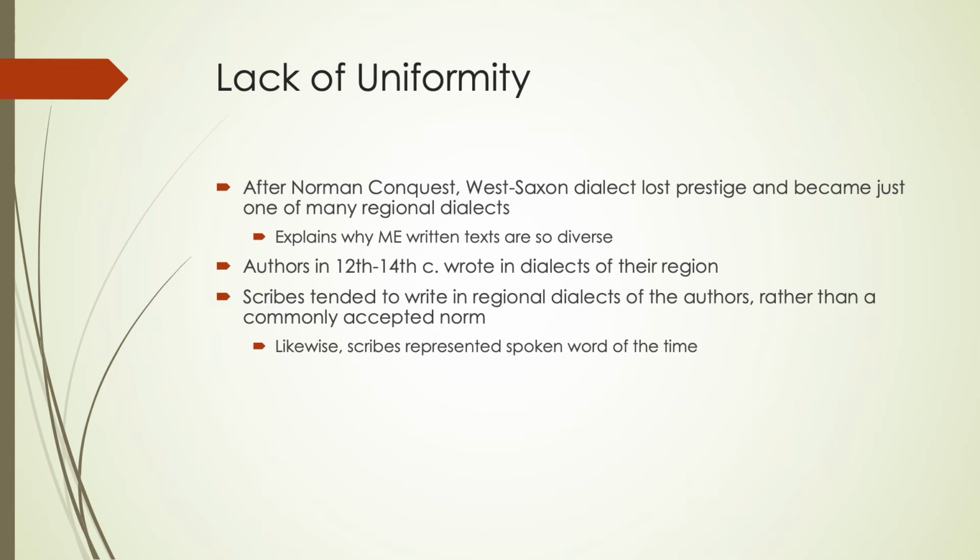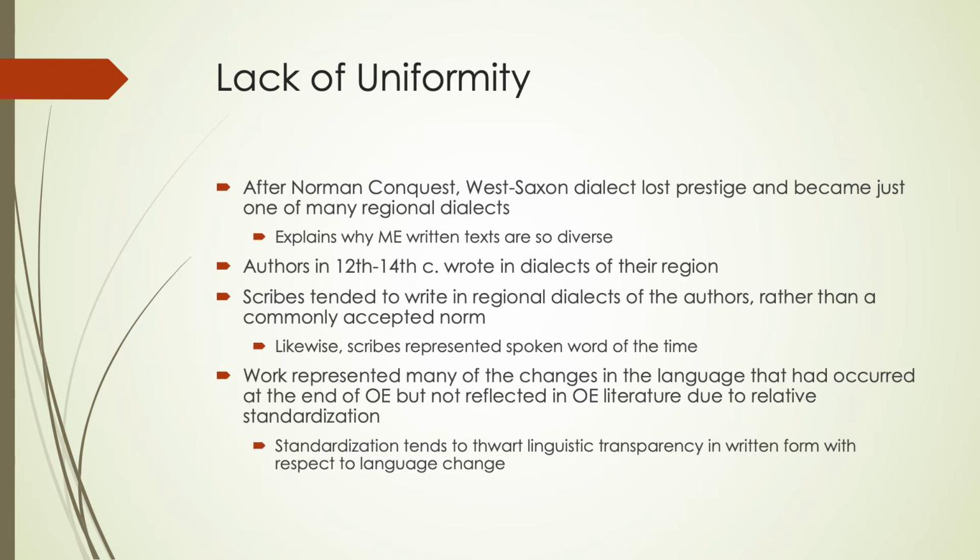So we can see in the text during this time period a lot of the changes in language that had occurred at the end of the Old English period, but that aren't reflected in the Old English literature because of that standardization that we saw in the West Saxon dialect. Standardization is something that tends to prevent linguistic transparency in the written form, especially with respect to language change.